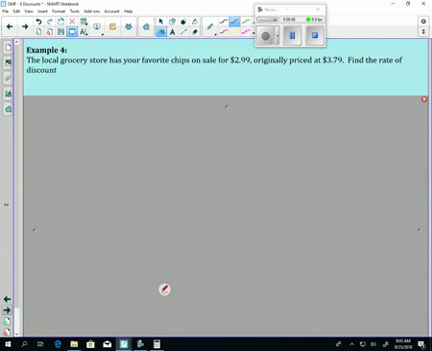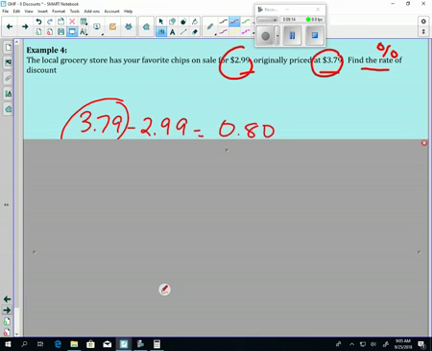Chips, $2.99 is what they're on sale for, and originally priced $3.79. That's something like Ruffles chips. Usually they're $3.99. I think sometimes you can get them on sale for around $3.49 or something like that. But this one's here. There's our original price. That's our sale price. To find the rate means we have to find the percent. So we need to find the difference first. We take the original price, $3.79, take away the sale price, we're saving 80 cents.